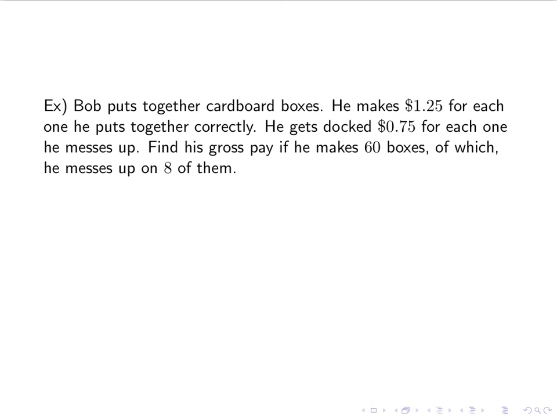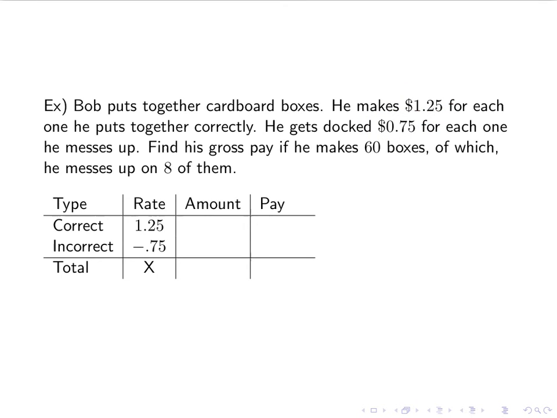So whenever you've got more than one thing going, I've got 2 different rates here, I'm going to use a table. My table is going to look like the following. There's the type, so there's the correct box, and then there's an incorrect box, one he messes up on. There are 2 rates. For the correct rate, he makes $1.25. For the incorrect, he loses 75 cents, so that's why I'm putting the negative sign there. We're going to need the total for the other 2 columns, the amount and the pay, but the total rate's not going to make any sense. Nothing has to do with the 50 cents total, so we don't need the total there.